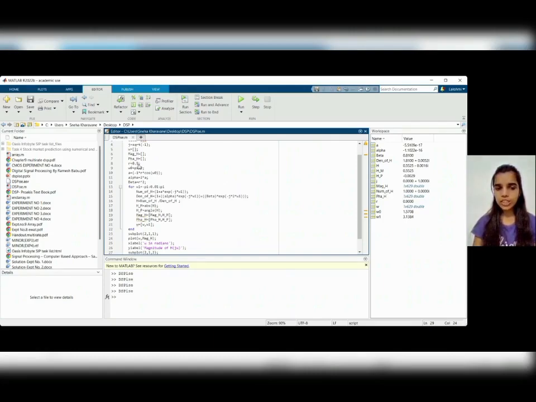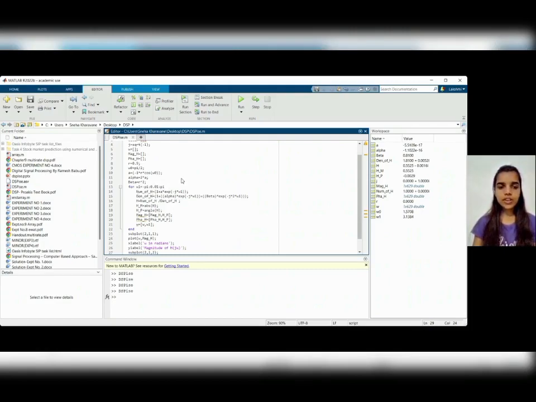R is equal to 0.n. Omega 0 is equal to pi by 2. With this command, we define the omega 0 angle. A is equal to minus 1 into R into cos omega 0. Alpha is equal to 2 into A. Beta is equal to R square. For value of omega 1, minus pi to pi with the steps of 0.01.